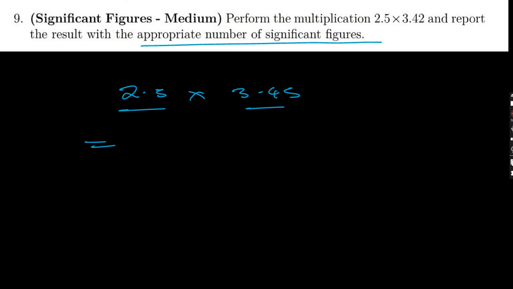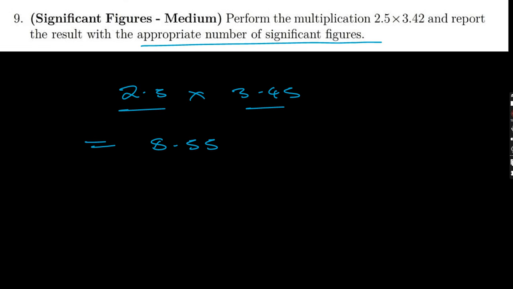It is also a major question. Perform the multiplication 2.5 times 3.45, and report the result with the appropriate significant figures. Very important. So once you punch this on your calculator, you are going to get 8.625. That's what my calculator is giving me.